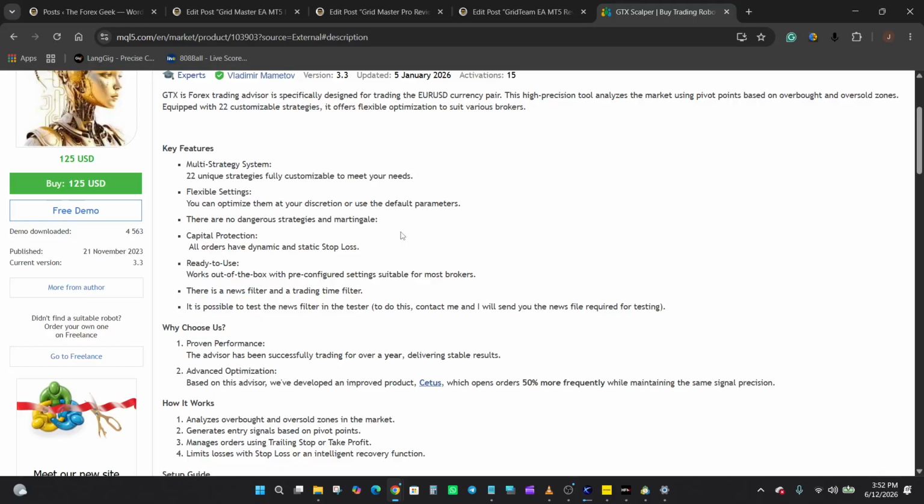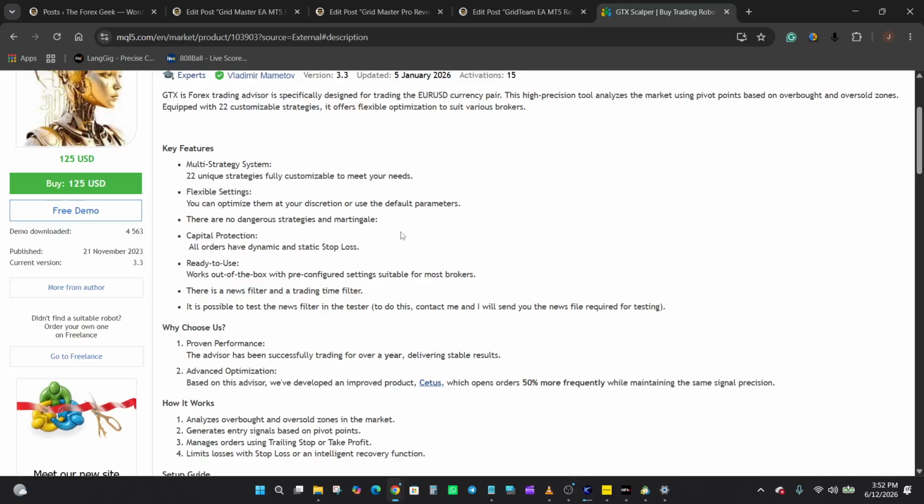Another feature worth noting is the built-in news filter and trading time filter. Traders can control when the EA is allowed to trade and can also pause trading around medium impact and high impact news events. The marketplace page even mentions that the news filter can be tested inside a strategy tester using a separate news file provided by the developer.